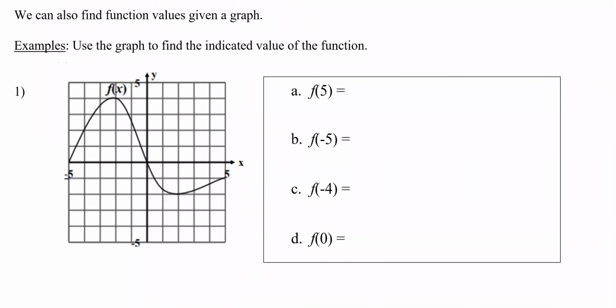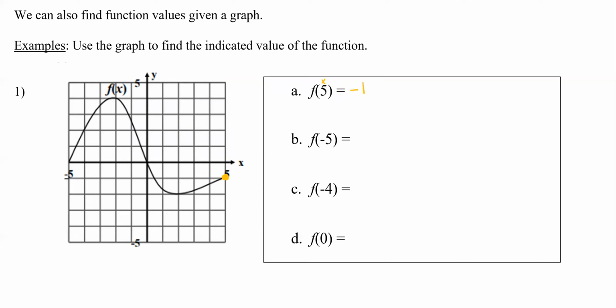So we can also find function values from a graph. So letter A is saying f of 5 equals, well, we know that the 5 is the x value. So we're asking you to find the y value. So if you go to the x value of 5, and then go to where you hit your graph, that is the y value. And this y value is -1.